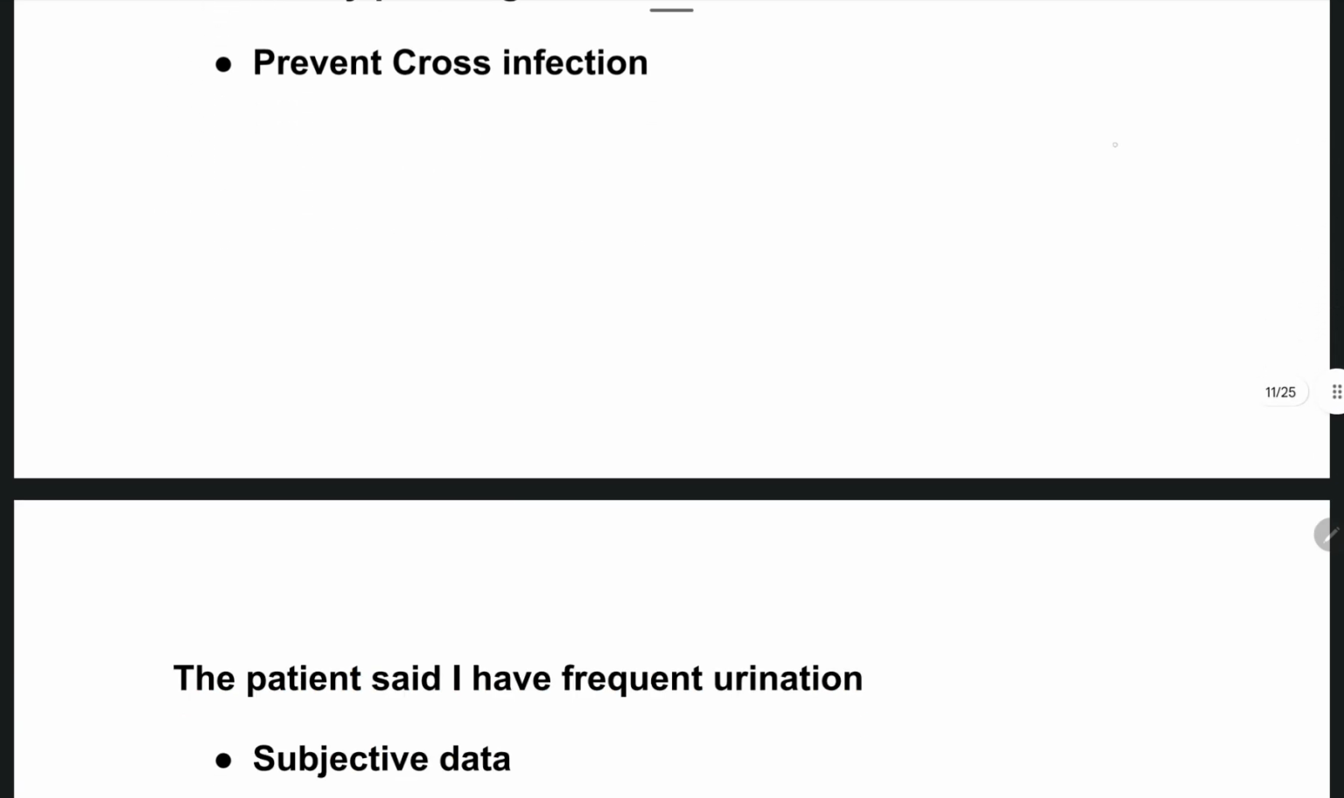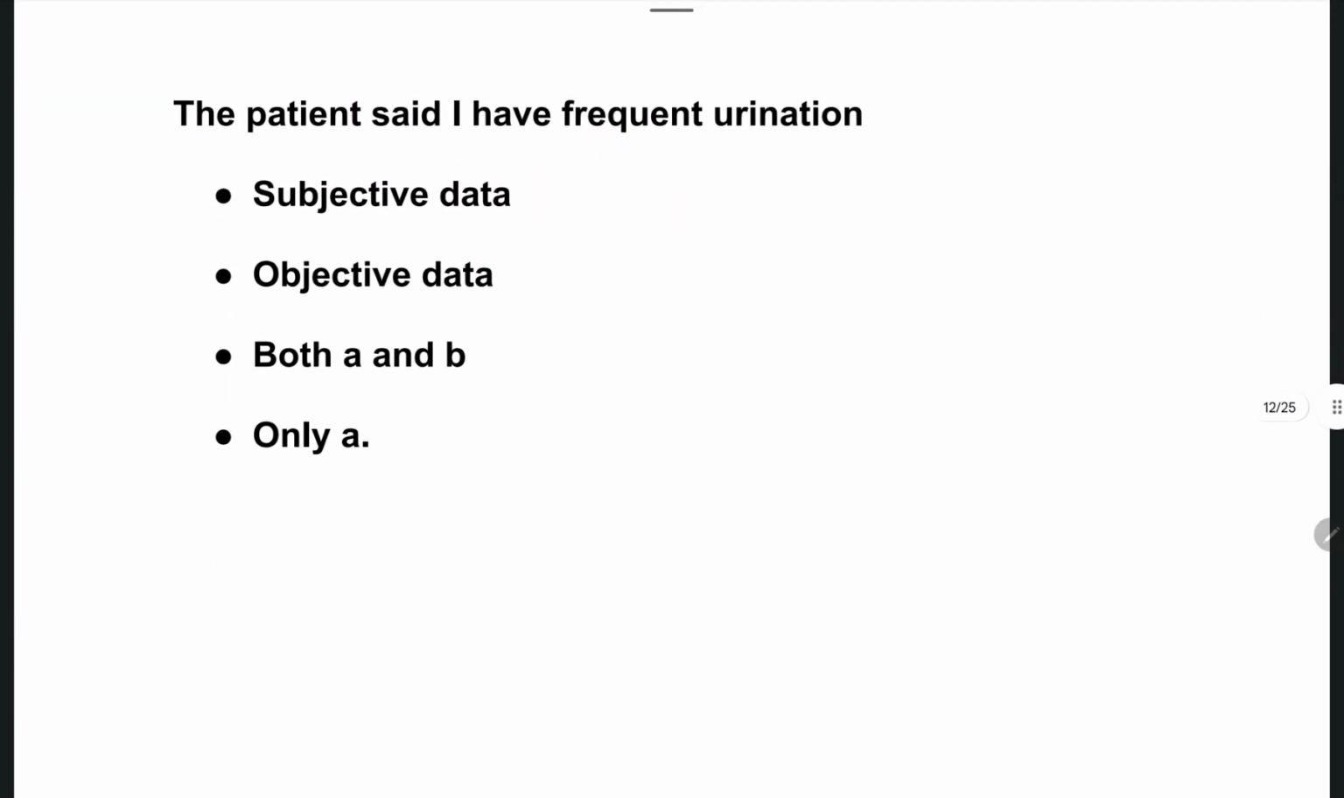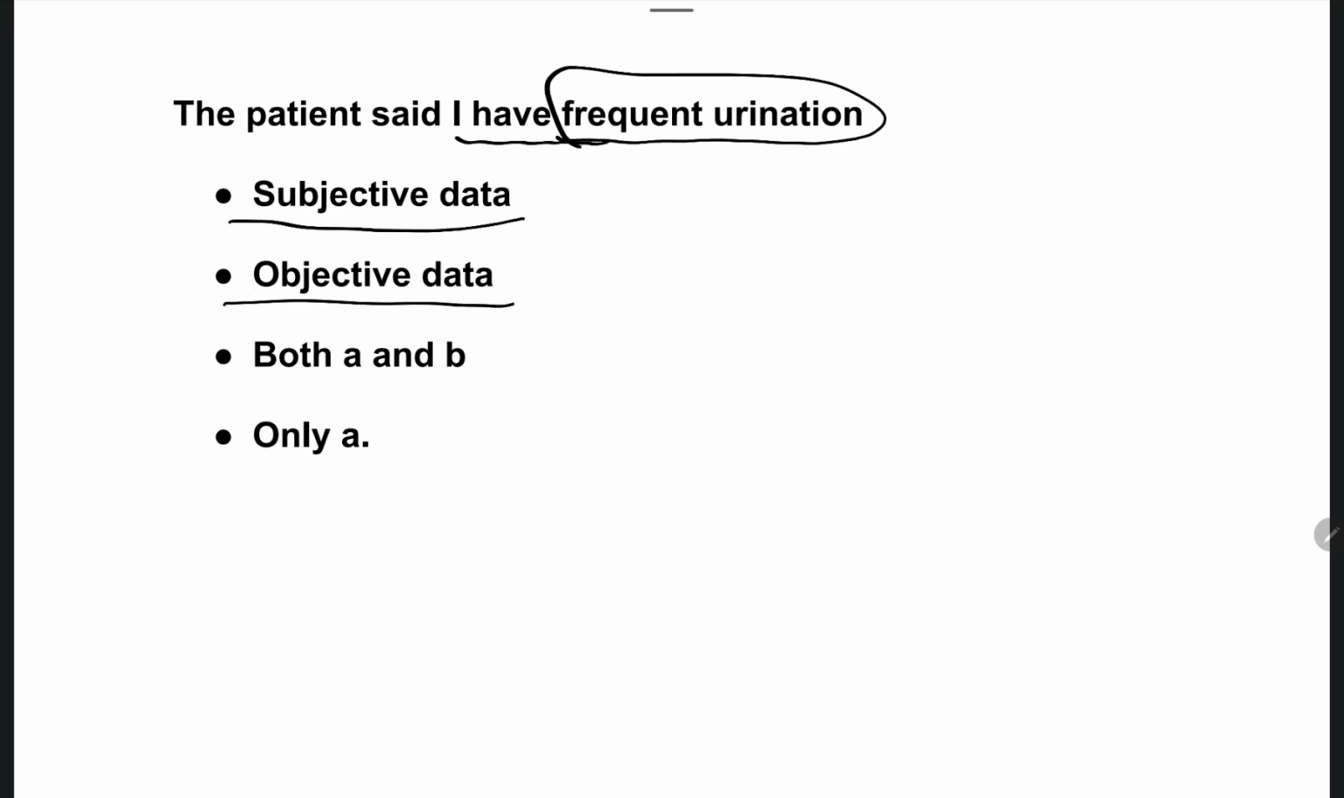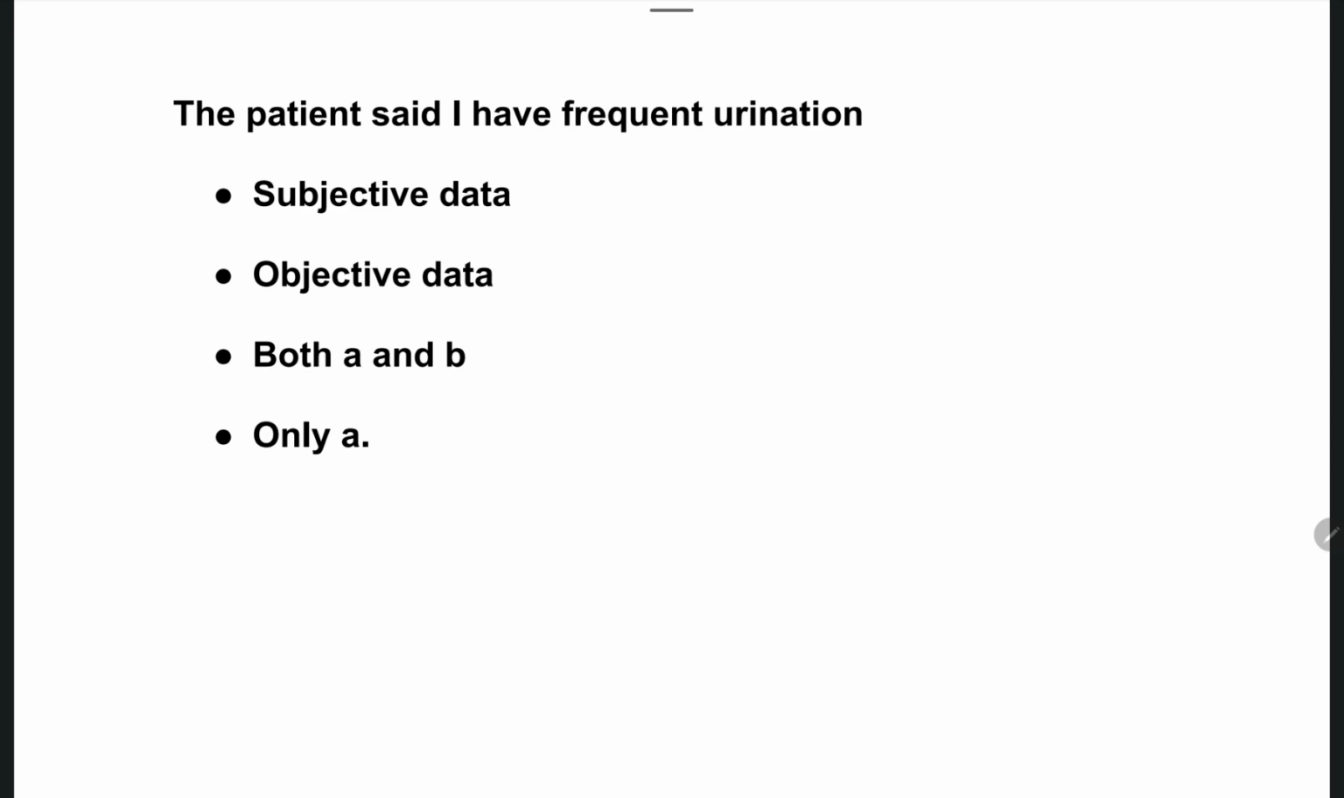So the next question is, the patient said, I have frequent urination. So the patient is saying to the sister that I am going for urination frequently. So it is a type of giving information. Options: subjective data, objective data, both A and B, only A. So which one is the right answer?